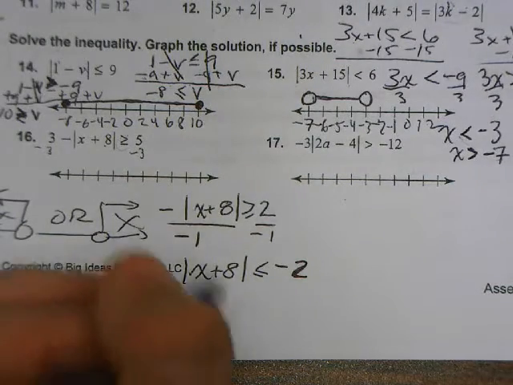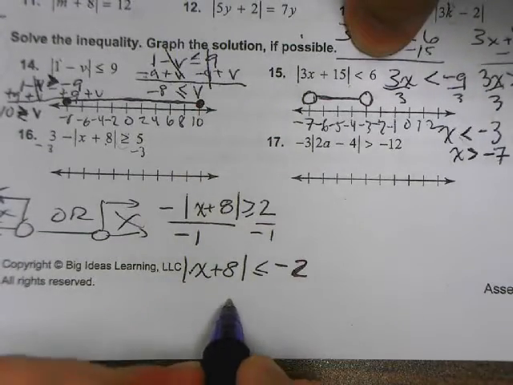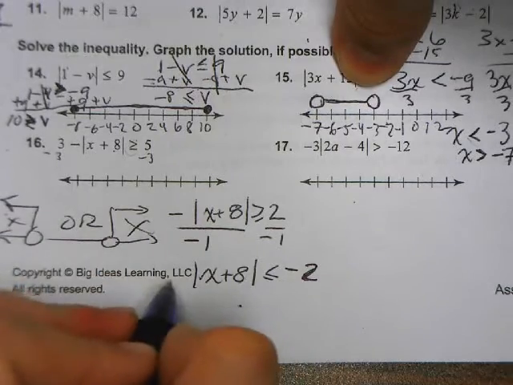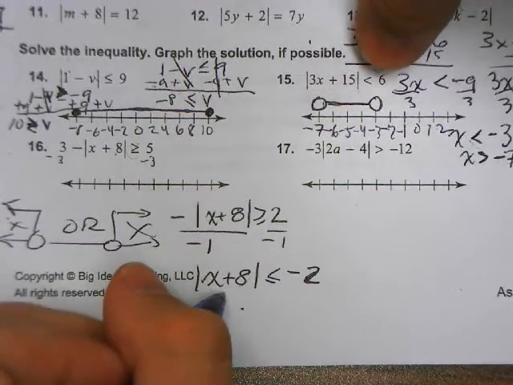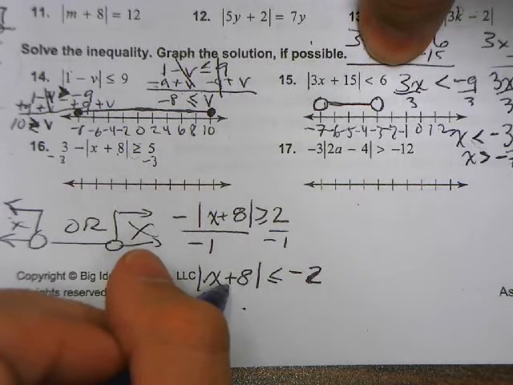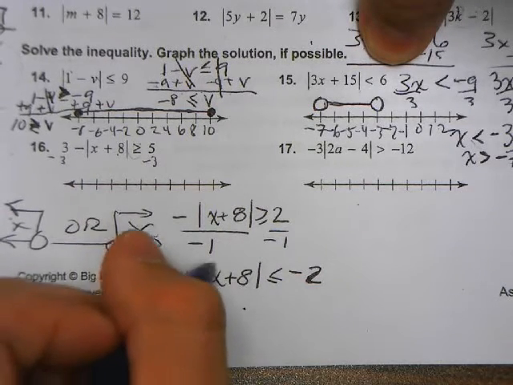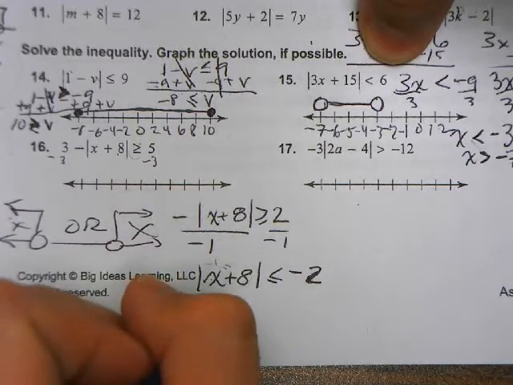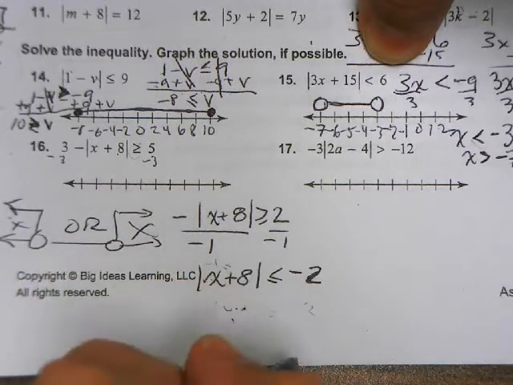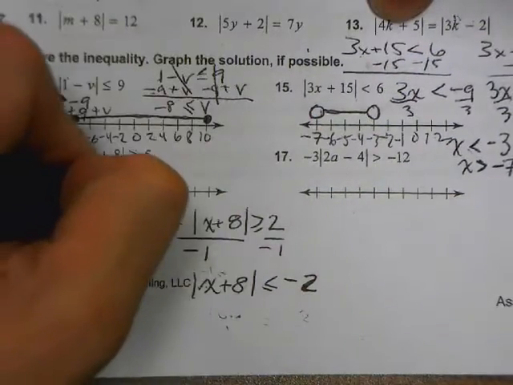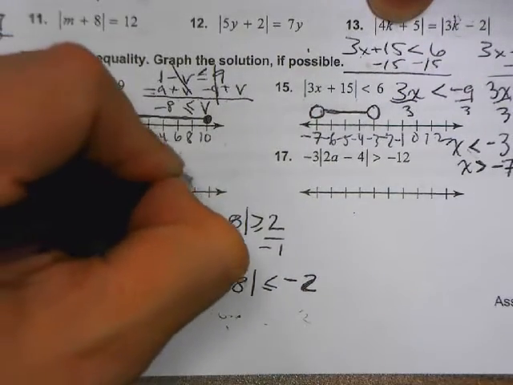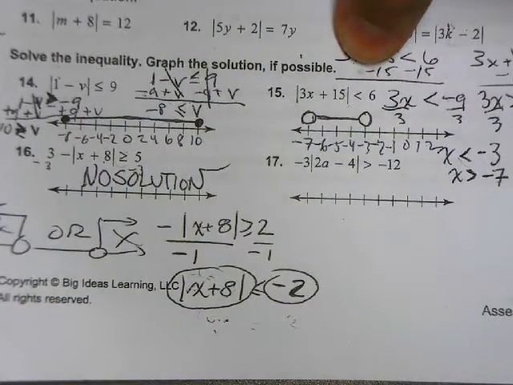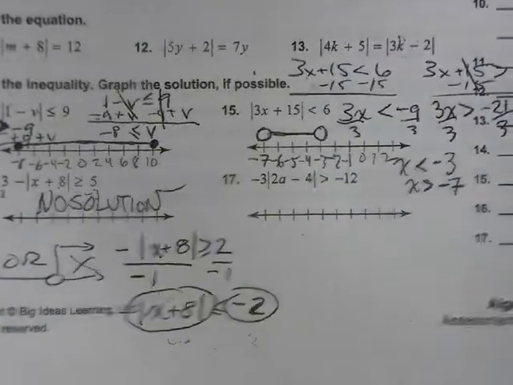Now, no matter what the inequality says, there's nothing that can come out of here that won't be positive. So even if x is negative 1 million, it will come out as a positive 1 million, and 1 million is not smaller than negative 2. So on number 16, this is one of the special cases where you can write no solution, because your absolute value will not be negative. Let's look at the other one.